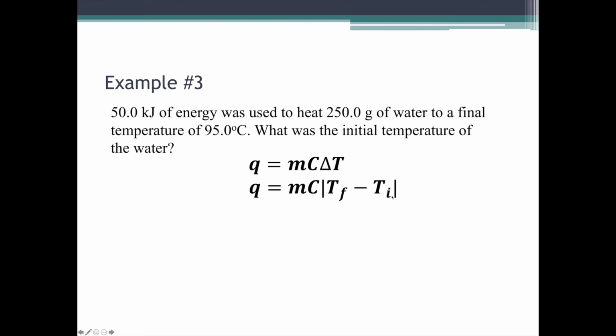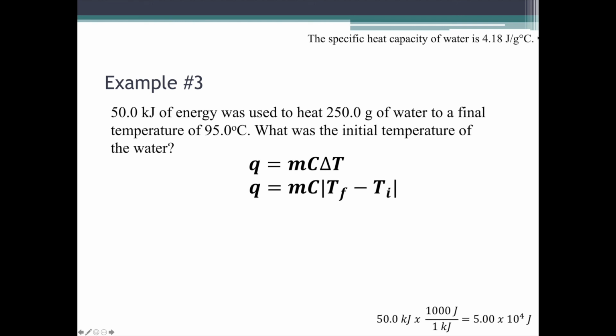F for final, I for initial. Now the specific heat capacity of water is 4.18 joules per gram degrees Celsius. Now some of you might gloss right over that fact and go straight to plugging things in, but there's a problem. My specific heat is in joules, but my energy is in kilojoules. I need to convert one of these, either kilojoules to joules or joules to kilojoules. It's much easier to deal with that unit than try to deal with that unit.